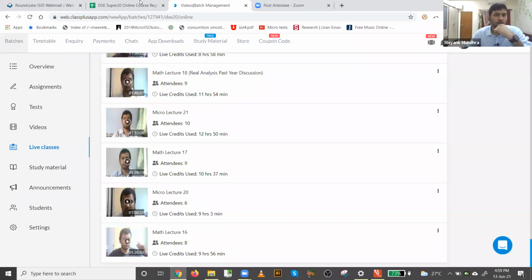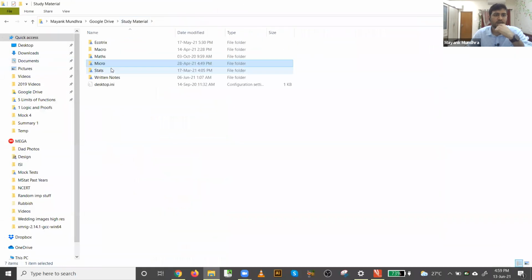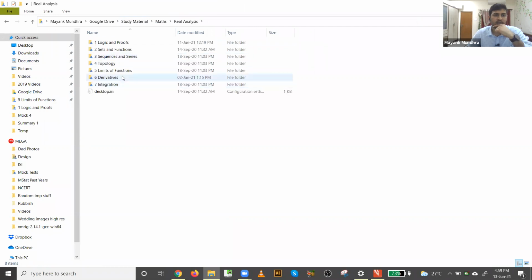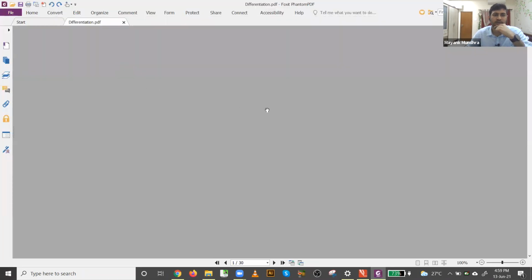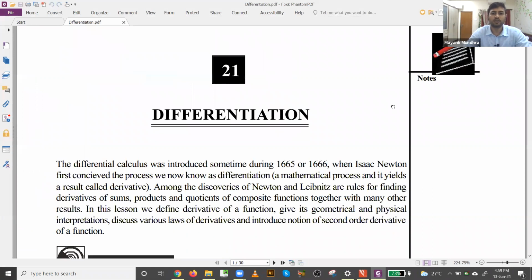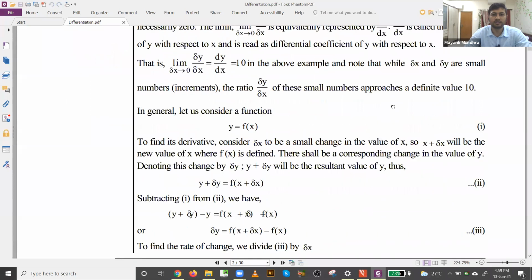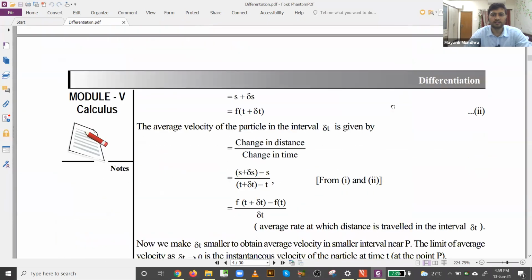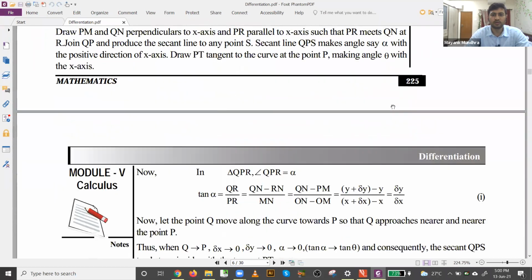Other than that, if you go in the study material, in the math section, there is real analysis. You have these derivatives. So in derivatives, there's this differentiation.pdf. I want you to do this problem set. Go over this if you haven't revised this or need some revision with it. Please do this once.